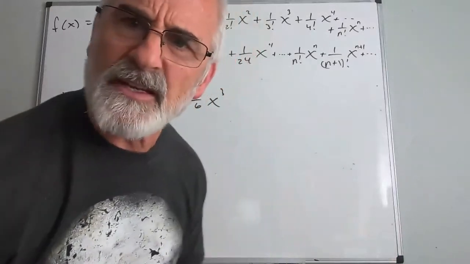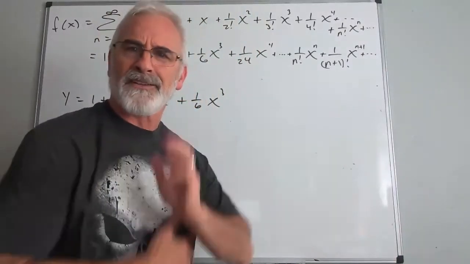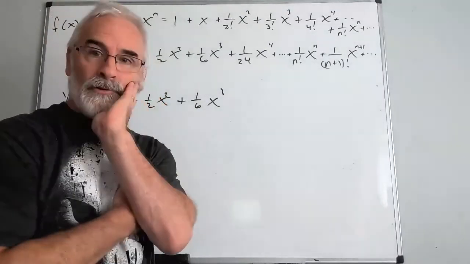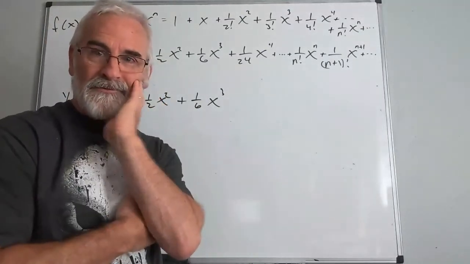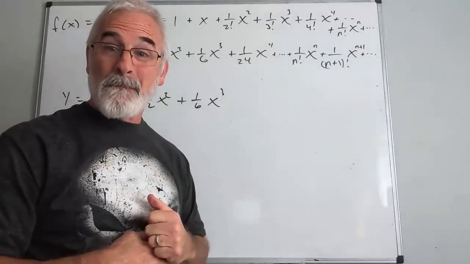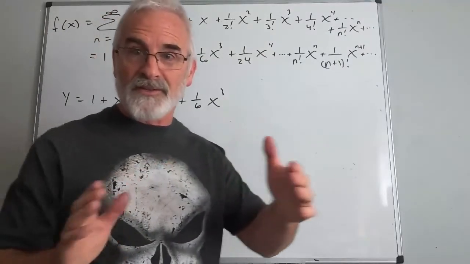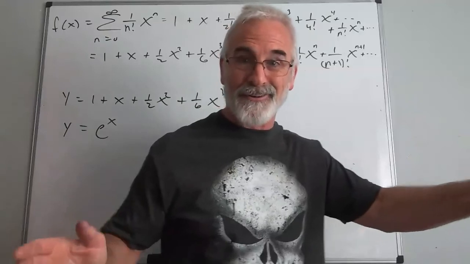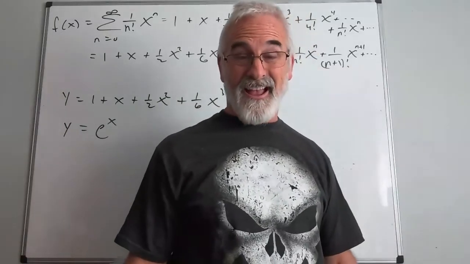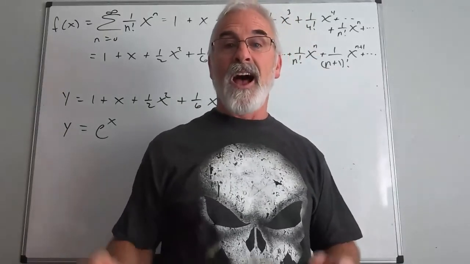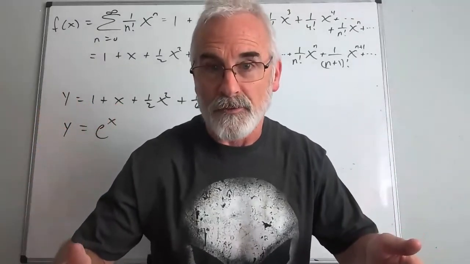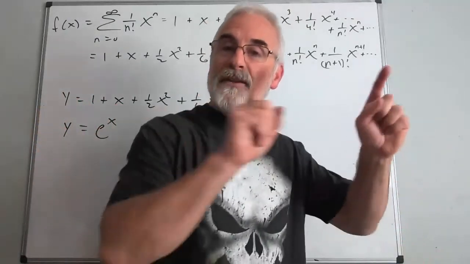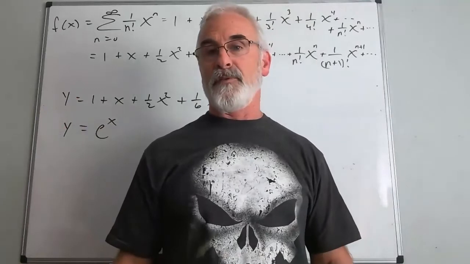How do I make them stay together longer, by the way? Anybody want to guess? Add terms. More terms. Every time I add a term, guess what? They're going to stay together longer. I keep adding terms, and they're going to stay together longer. And what I have is I can use the polynomial as an estimator of the function.